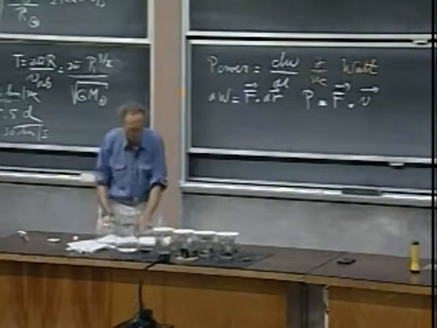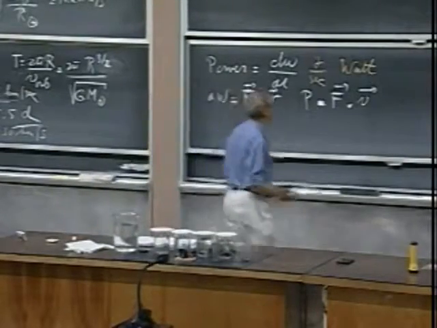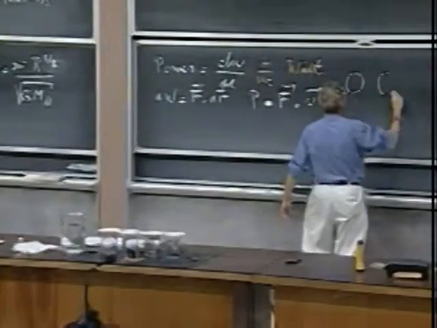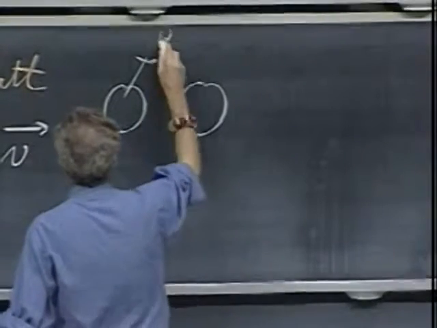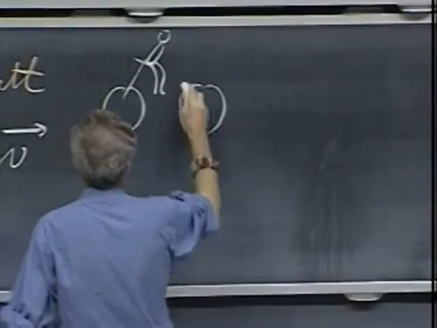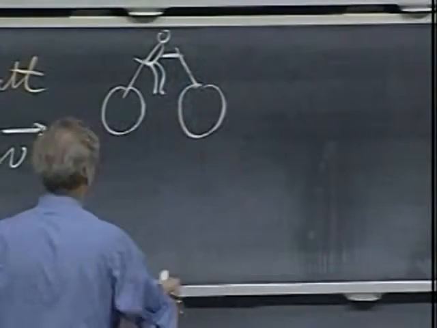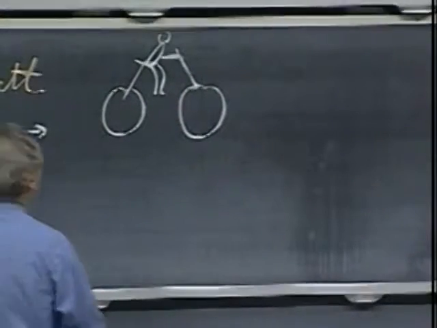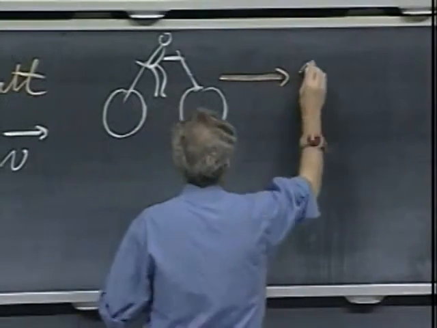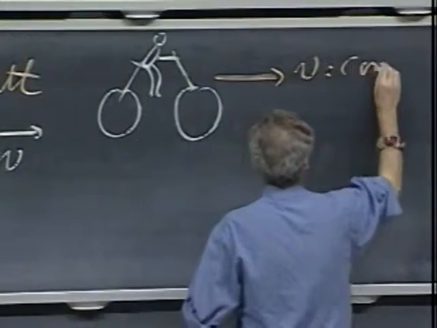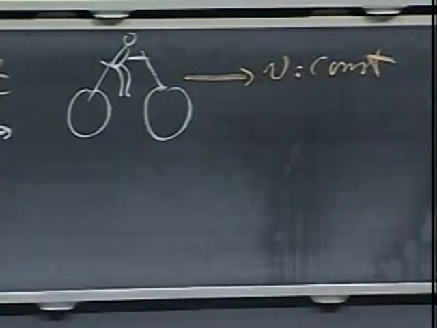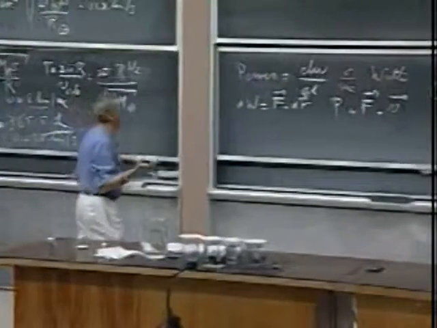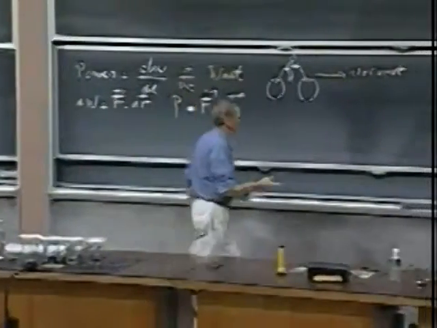Let's take an example. I am on a bicycle. Here's my bicycle, and I'm sitting on it, and I'm trying to get going. And I have a certain velocity, and I keep that velocity constant. That's the way most people would ride their bikes. Now, there is air drag, which is unavoidable. We discussed that.